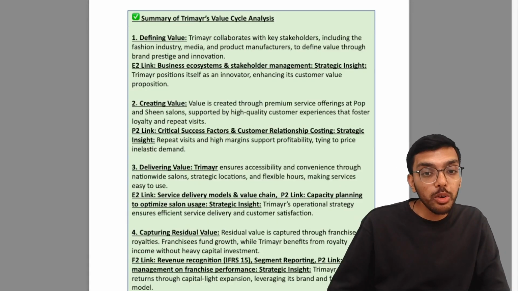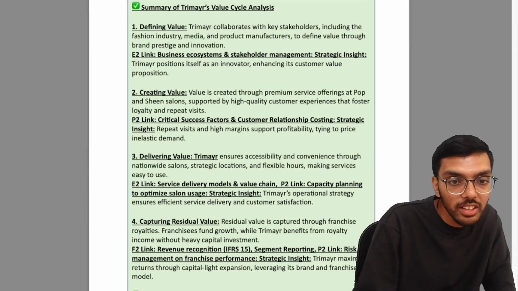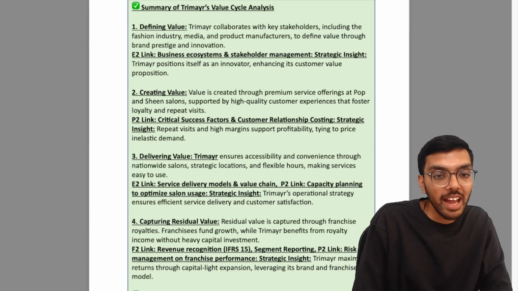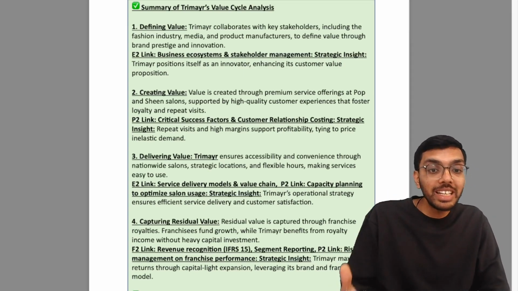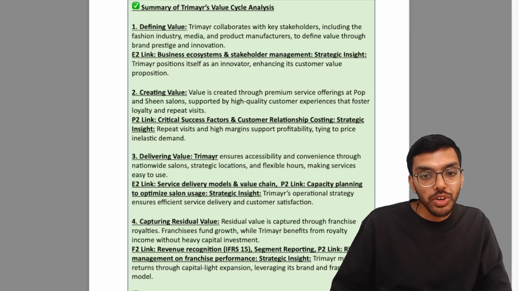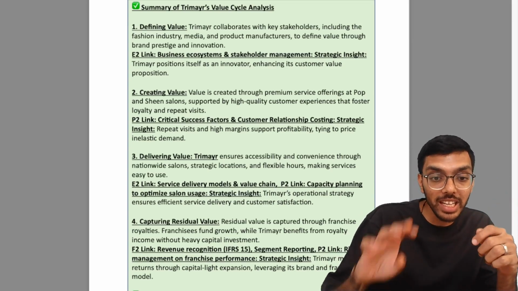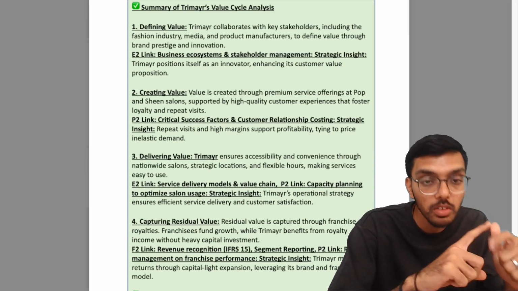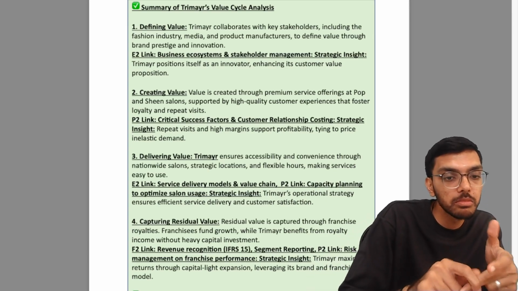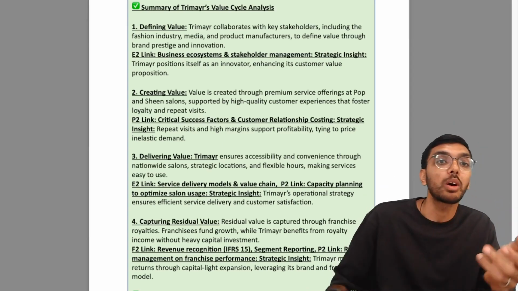Next, capturing. How do we capture the value? Residual value is captured through franchise royalty. How do we earn royalties? Franchises fund growth, while Trimayr benefits from royalty income without heavy capital investment. Your segmental analysis, revenue analysis, important over here. So Trimayr's end-to-end value cycle demonstrates strategic alignment between four major things: innovation, customer experience, good standardized operational efficiency, and it is financially sustainable. These 4 points I will ask you to remember about our value cycle.